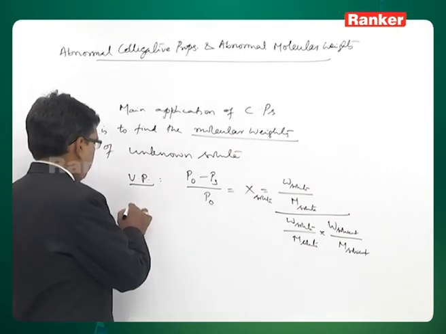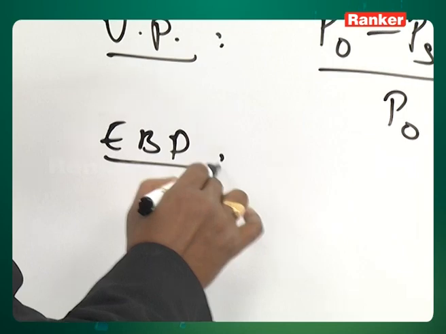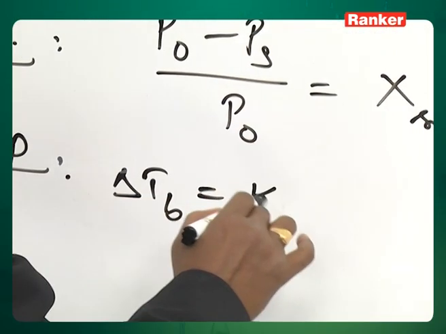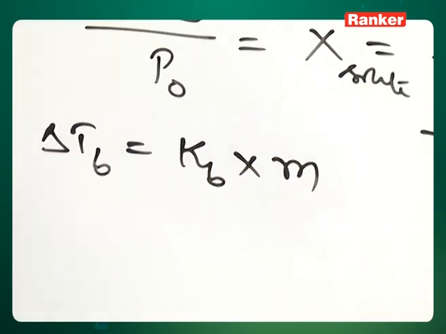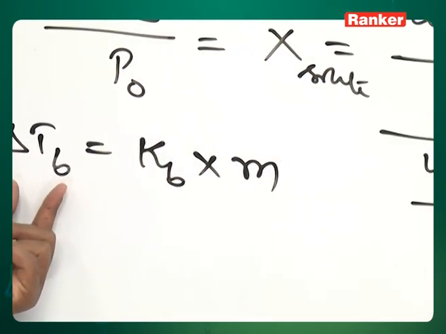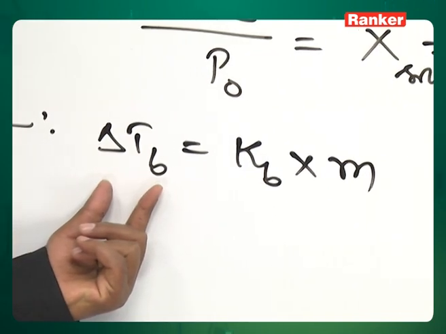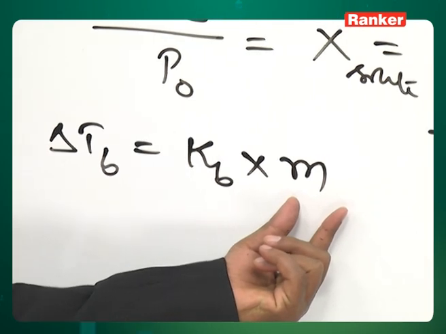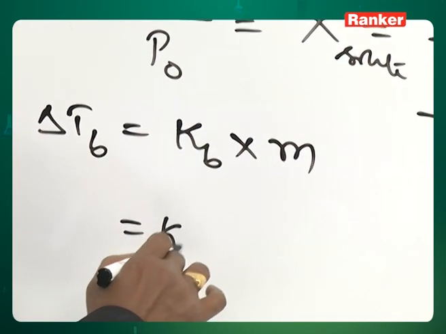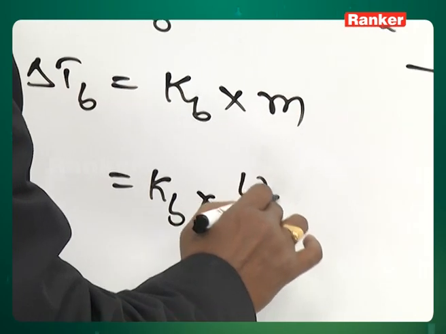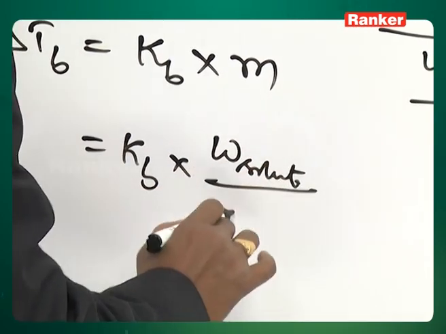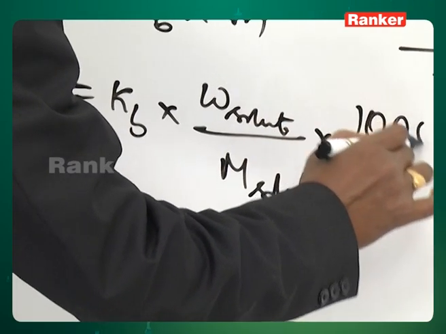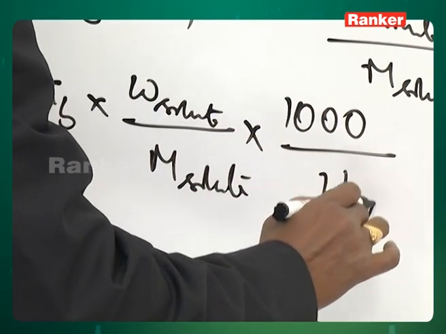And if it is elevation in boiling point, again the same thing, delta Tb is equal to Kb into molality. What is the elevation in boiling point? By experimental method one can determine the delta Tb. Then using the term molality, that is equal to Kb into weight of solute by molecular weight of solute into 1000 by weight of solvent.